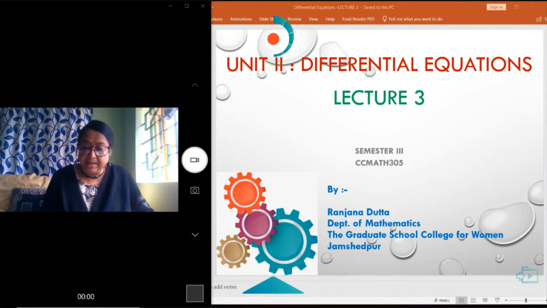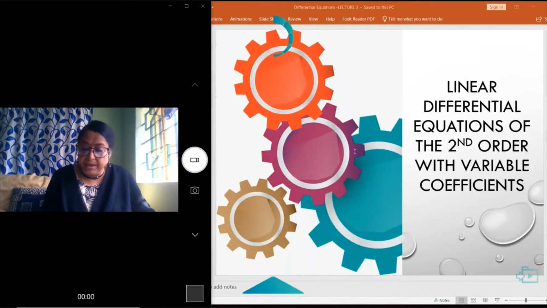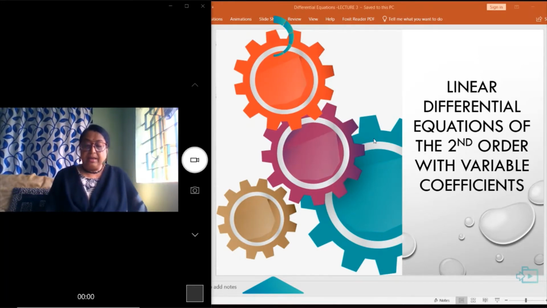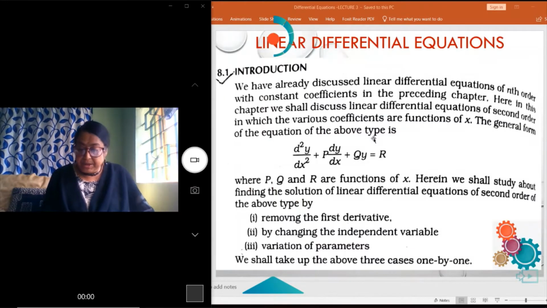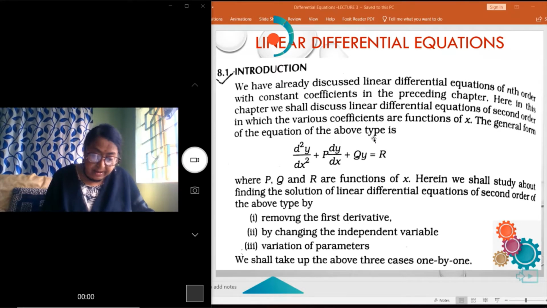Today we will study linear differential equations of the second order with variable coefficients. This type of equation can be written as d2y/dx² + p dy/dx + q y = r, where p, q and r are functions of x.